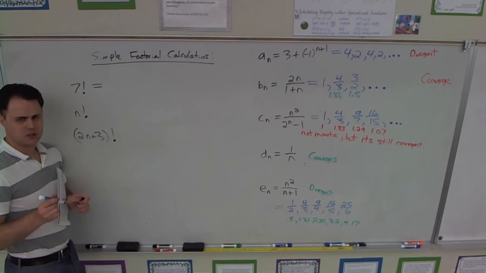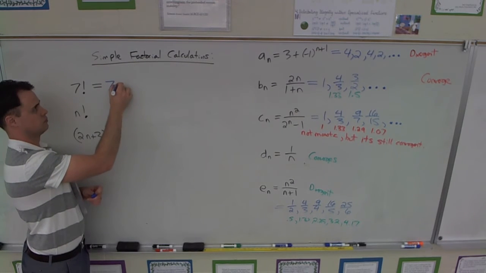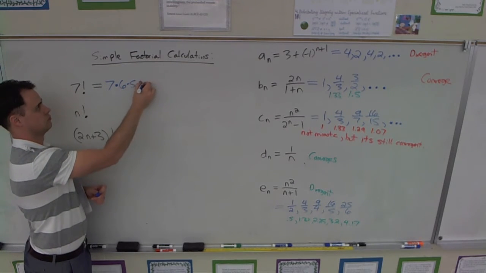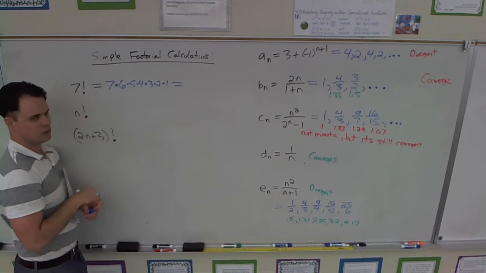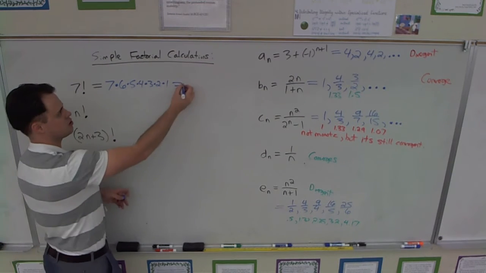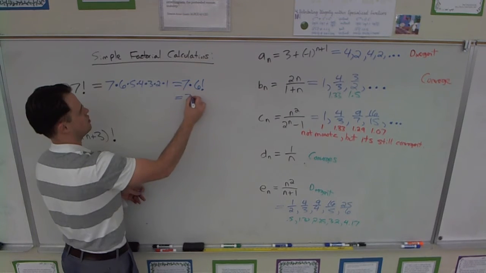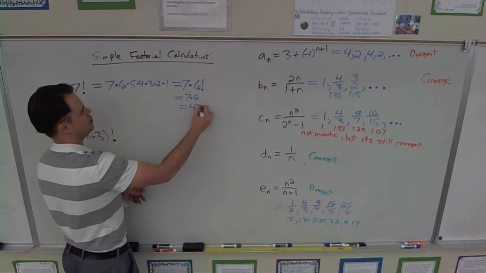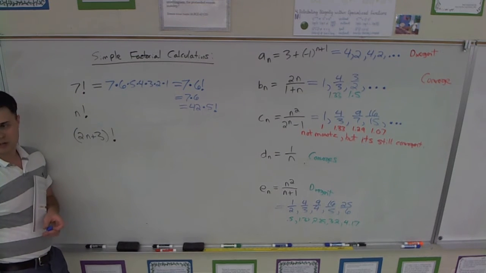So, how do you figure out 7 factorial? 7 times 6 times 5 times 4 times 3 times 2 times 1. Okay, but we're not going to be working with factorials like that usually. You could cut this off at any point, right? You could say it's 7 times 6 factorial, or it's 7 times 6, in other words 42, times 5 factorial. There's lots of ways to manipulate factorials.